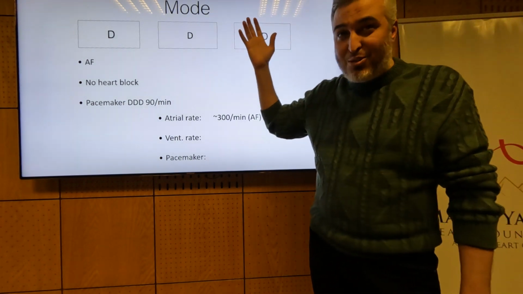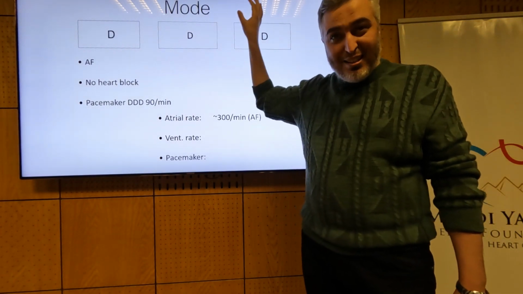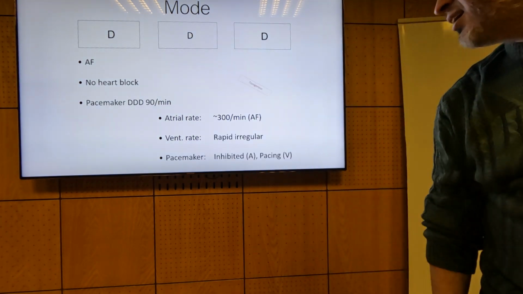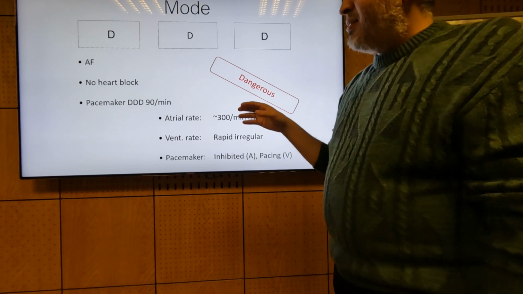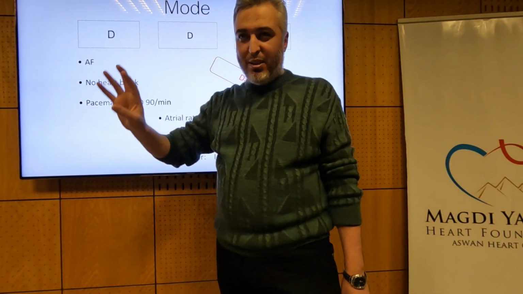But this is absolutely nonsense. You should absolutely not put a patient with AF on DDD because it's quite dangerous. Patients with AF should not have any atrial wires because it's not useful and might be dangerous.